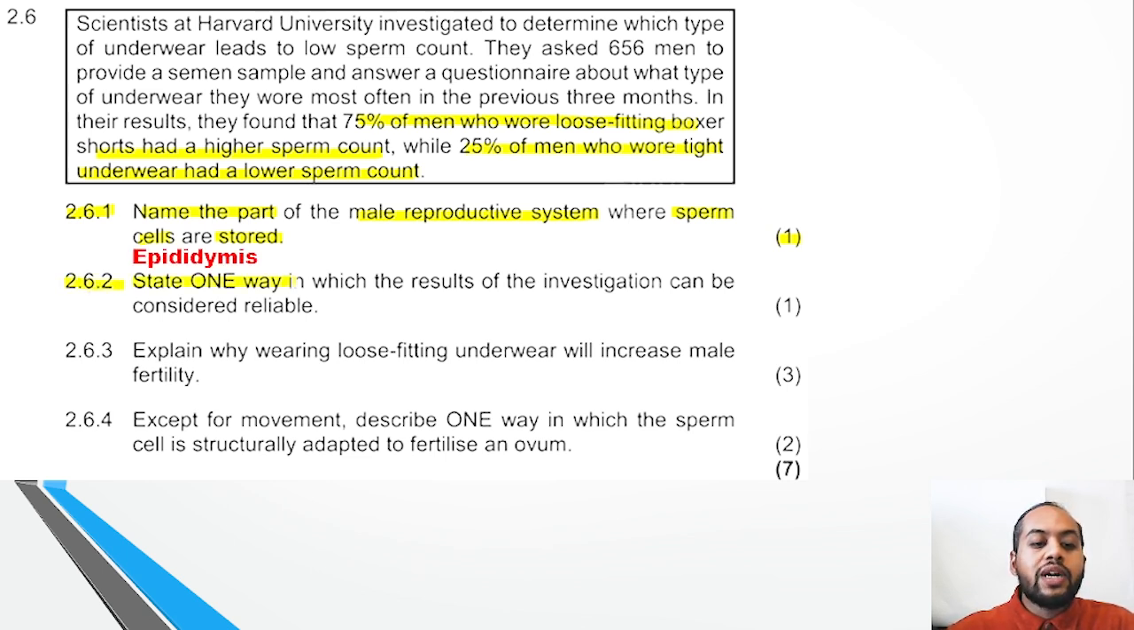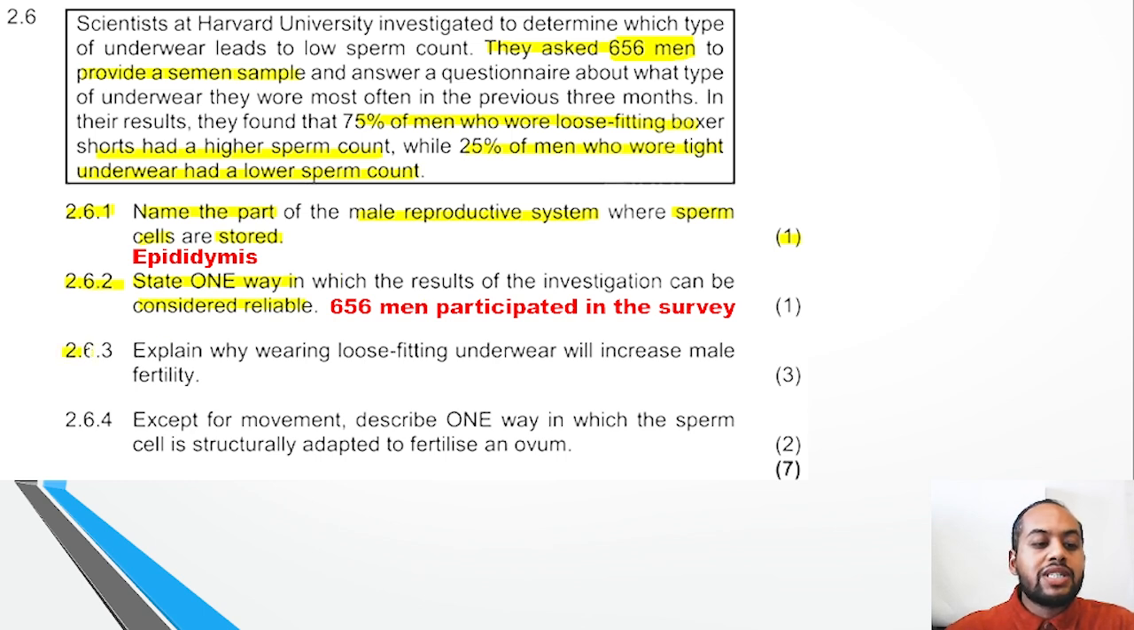2.6.2 state one way in which the results of the investigation can be considered reliable. When we talk about improving reliability, what do we normally do? We repeat our investigation, we increase our sample size. Now, if you looked in the paragraph, they asked 656 men to provide a semen sample. But they didn't only ask one man or 2 men. They chose 656. So what did they do? They increased the sample size. Therefore, we say 656 men participated in the survey. That is what they did.